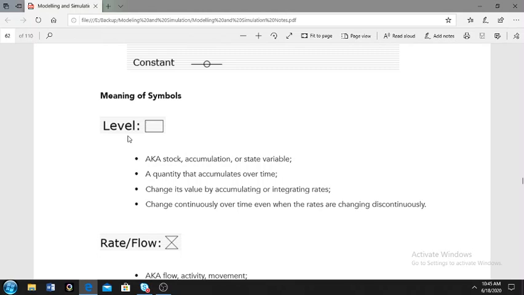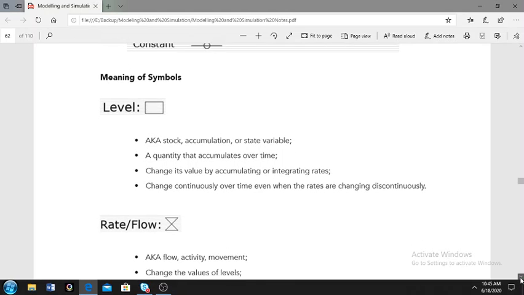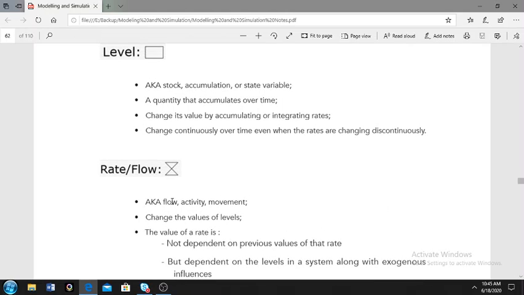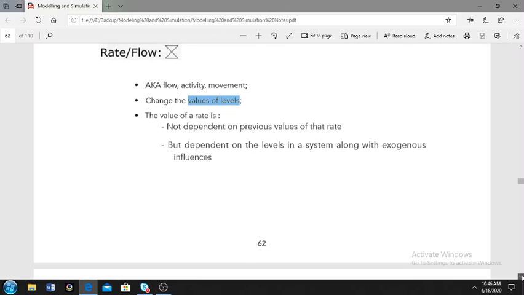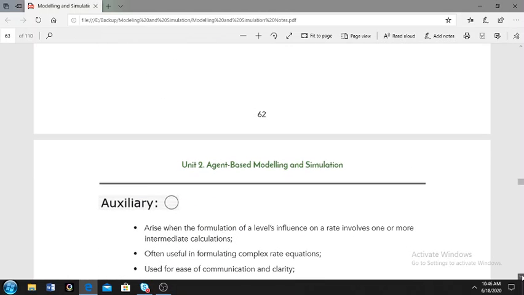This is how we represent it, a rectangle. And then we have rates, which are also called flow or activity or movement. They change the values of levels. So rates change the value of the stock. If a stock changes, it's because it is influenced by rates or flows.